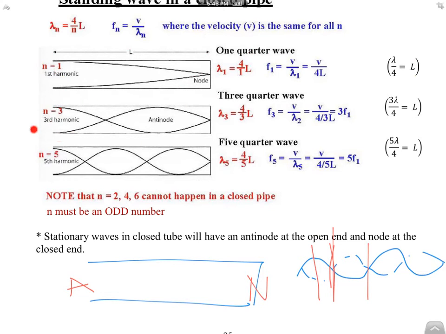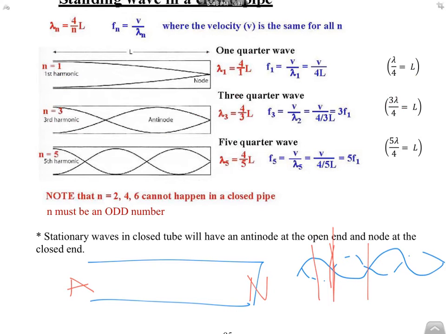Half plus a quarter, so it's 3 lambda over 4. So 3 lambda over 4 equals the length of the tube L, which doesn't change. So therefore, make lambda the subject, you get lambda equals 4L over 3. Okay, now from here to here, can you see the wavelength has divided by 3, from 4L to 4L over 3? So the frequency you must times 3. Okay, because the frequency is inversely proportional to wavelength.